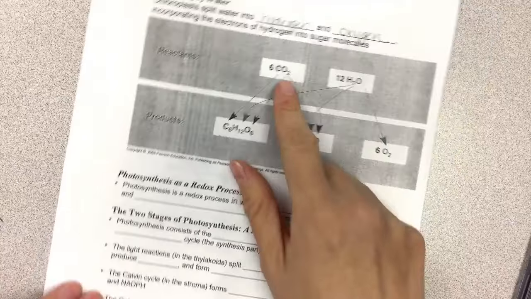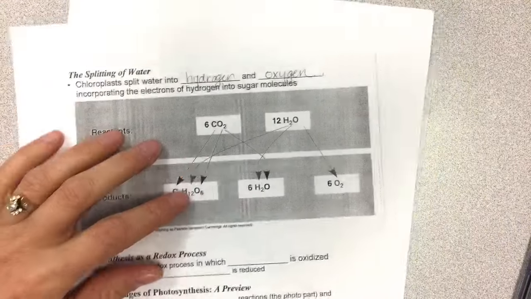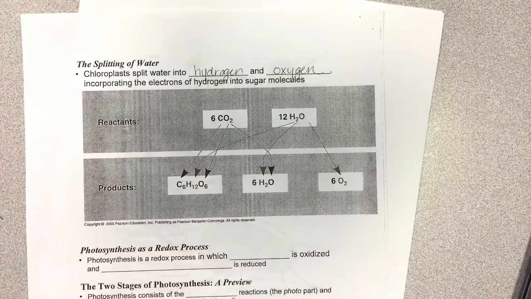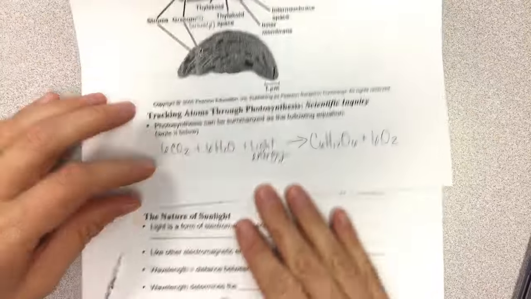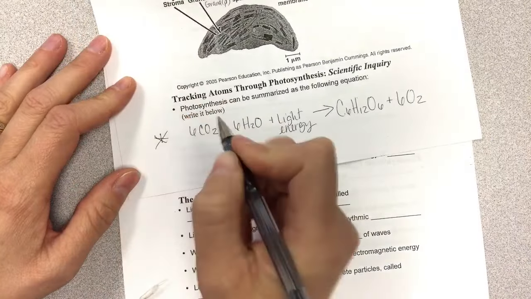So here are your reactants. So that's what we just wrote on the other side. 6 CO2s and... Oh, I forgot to tell you. I forgot that they did this. Let's go back to the equation here. This is the equation that we need to know.